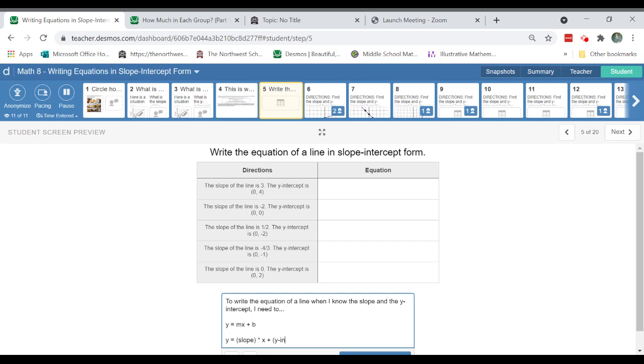Oh my gosh, I can't type. And I know my keyboard is super clicky, so if that drives you crazy, I can't change it.